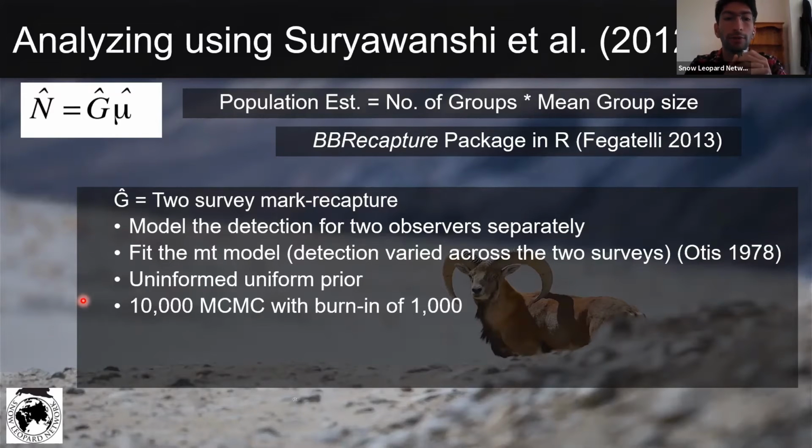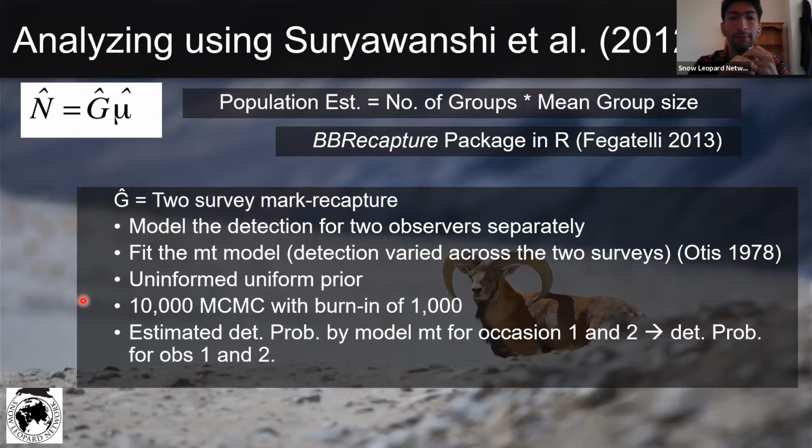And then we do about 10,000 MCMC with burn-in of about 1,000, and I'll explain what that is in a second. Basically, the model output gives us two detection probabilities by the MT model for occasion 1 and occasion 2. Just look back here, as I said, we model the detection for the two observers separately. And then we take the detection probability of occasion 1 as the detection probability for the first observer, and we take the detection probability of occasion 2 as the detection probability of the second observer.